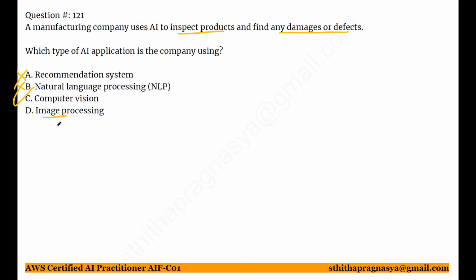Why not image? Even here there is image. Well, image processing refers to techniques for enhancing or transforming images like noise reduction, resizing. While it can be a pre-processing step in computer vision, it does not involve detecting defects or analyzing images in the context of AI applications. So the answer is computer vision.